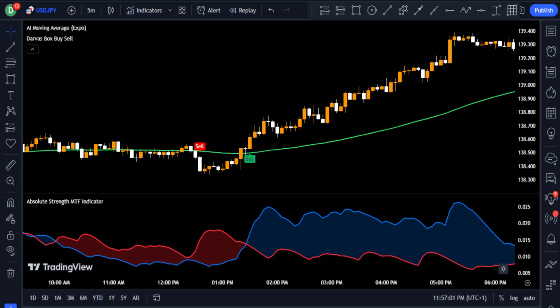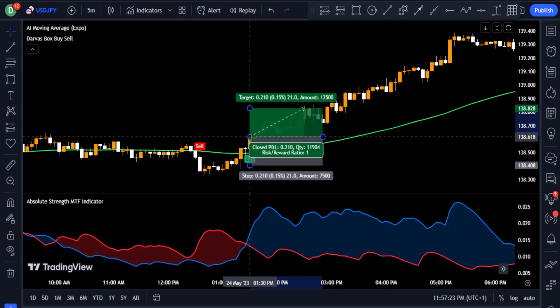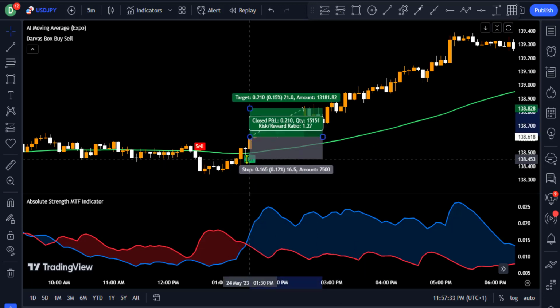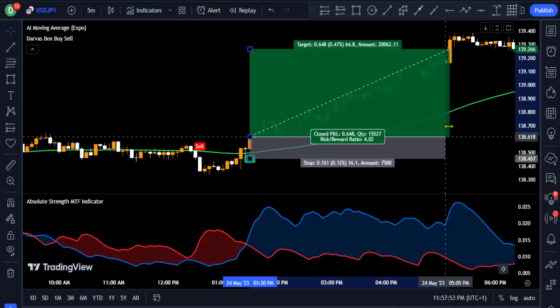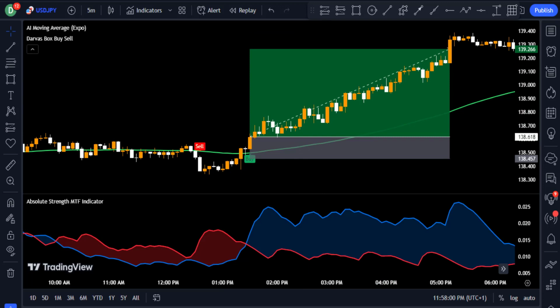But then when you got this buy signal from the Darvas buy-sell indicator, this bullish candle had crossed above the AI moving average, and the bullish line of the absolute strength indicator had also crossed above the bearish line, meaning that you now have more buyers in the market than sellers. And you could have placed a long trade at the close of this candle, and set your stop loss at this low, and then extend your profit target to a risk to reward ratio of 4 to 1. And this trade would have been a pretty nice trade.